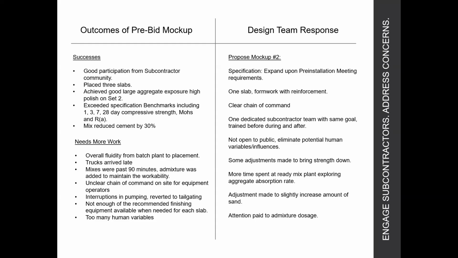So we proposed mock-up number 2, and we were going to improve on all of those points. We're going to look at the specification and definitely require pre-installation meetings, start adding those pre-requirements. We were going to stick with one slab. We were going to have a clear chain of command. We were going to have a dedicated subcontractor team all aligned behind the same goal. We were not going to be open to the public. We made some adjustments to bring the strength down. You'll see later, because it was very high in the first one, which was wonderful. We also had other things that made us think about more time spent at ready mix plants, exploring aggregate absorption. So all of these things happened as part of mock-up number 2.